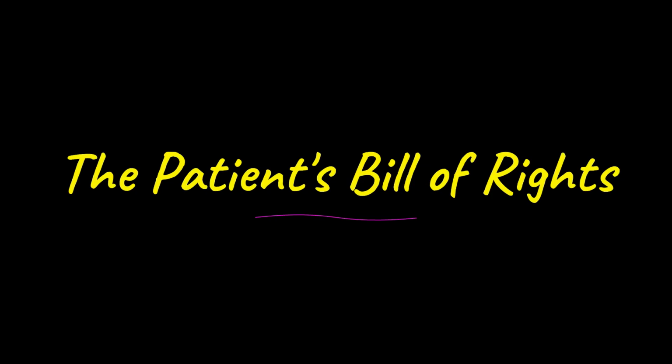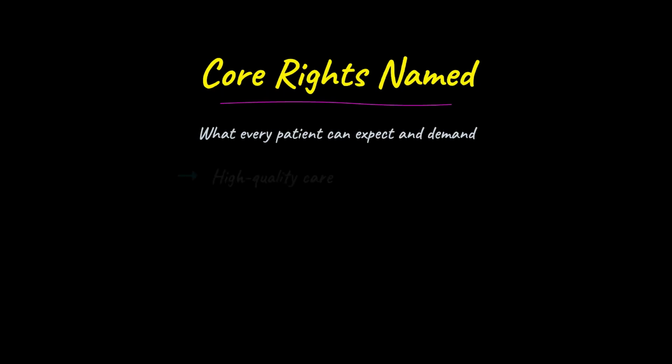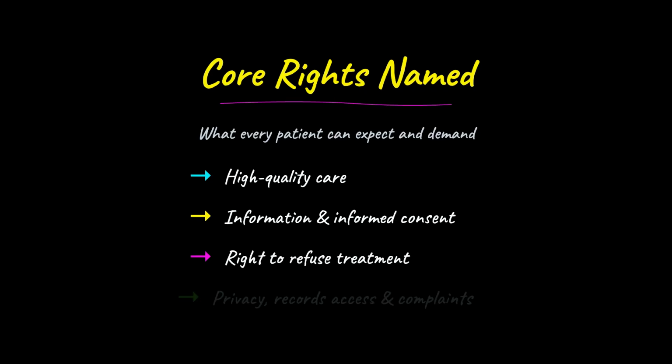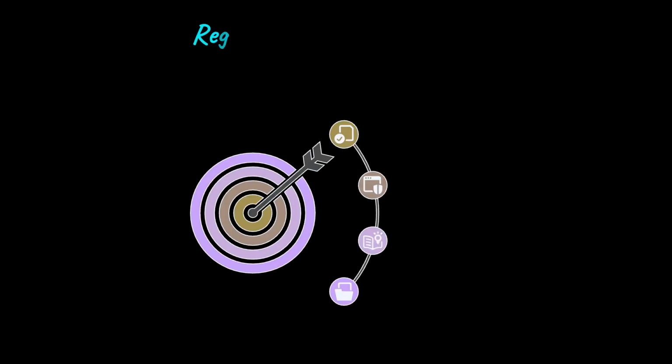Healthcare puts patients in a vulnerable spot, sick, uncertain, and dependent on professionals whose decisions can feel impenetrable. The Patient's Bill of Rights exists to balance that power gap by giving patients a clear baseline the system must honor. The framework spells out specific rights: high-quality care, information about one's condition and treatment, informed consent, the right to refuse care, privacy and confidentiality, access to one's own records, and the right to file complaints without retaliation.